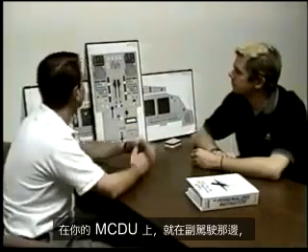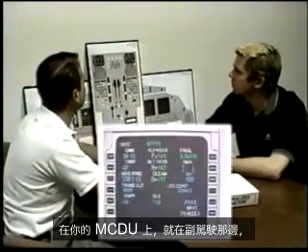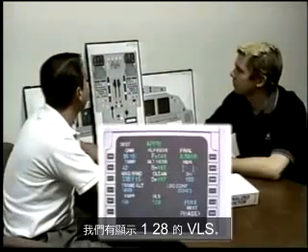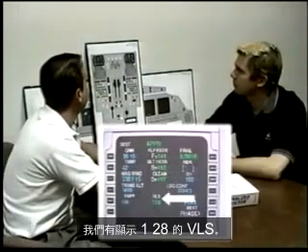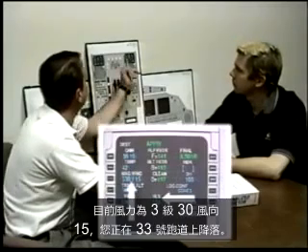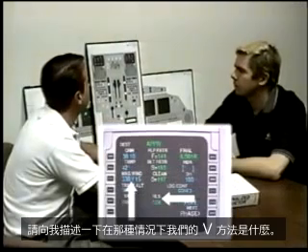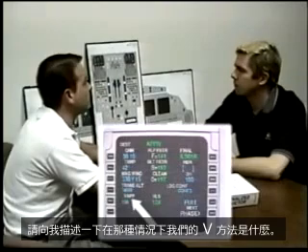On your MCDU, on the first officer side right here, we have the performance approach page. We have VLS that displays 128. The winds are currently 330 at 15, and you're landing on runway 33. Describe to me what our V approach would be in that scenario.